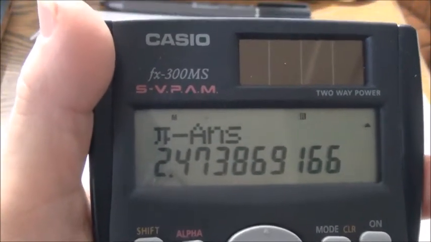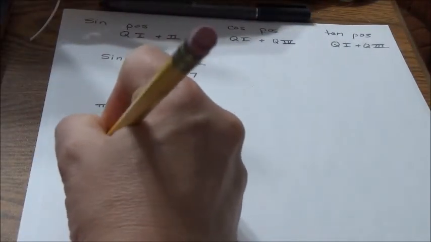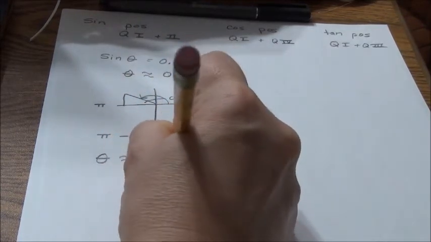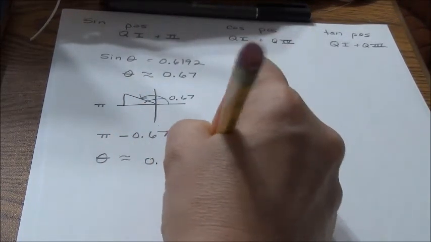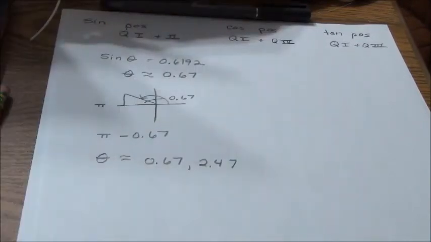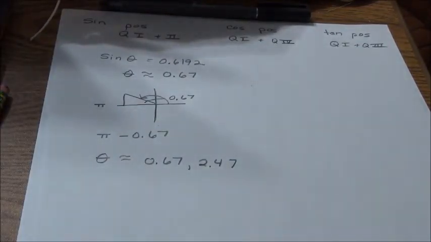other angle, 2.47. So theta is approximately equal to 0.67 or 2.47. They tell us on here if they want us to separate that with a comma or not. Yes, it says separate them with a comma when you enter those in.